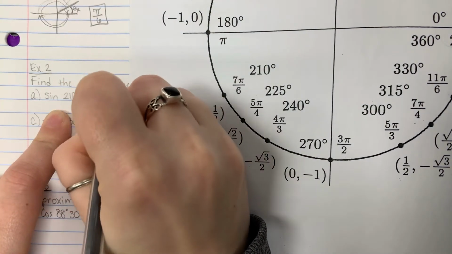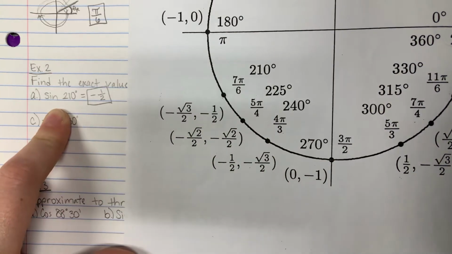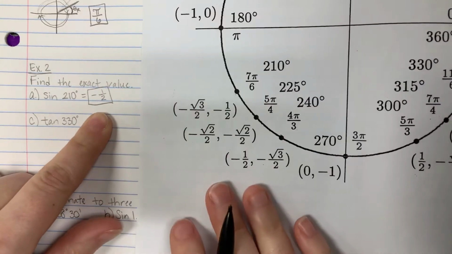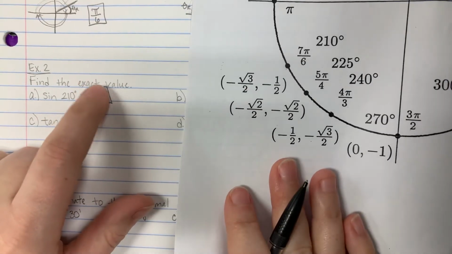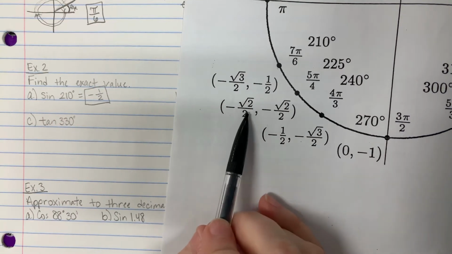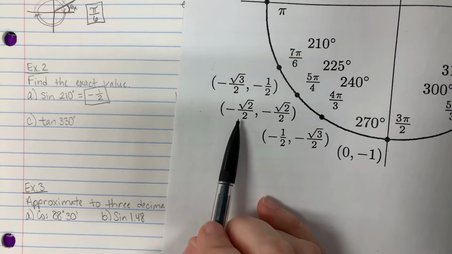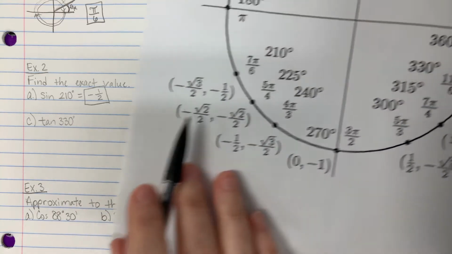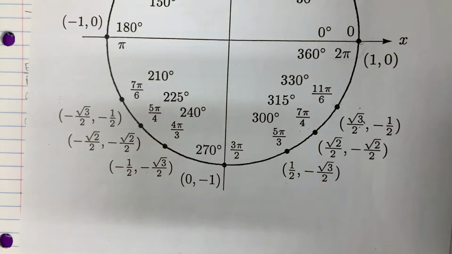Now, I've got a lot of people who are like, why can't I just use a calculator for that? You totally can. The difference is if it says the exact value, if you end up with something like this, square root of 2 over 2, you're going to get a decimal on your calculator, and you don't want that. That's not an exact value. So you're going to have to sometimes reference the unit circle to get those exact values, okay?